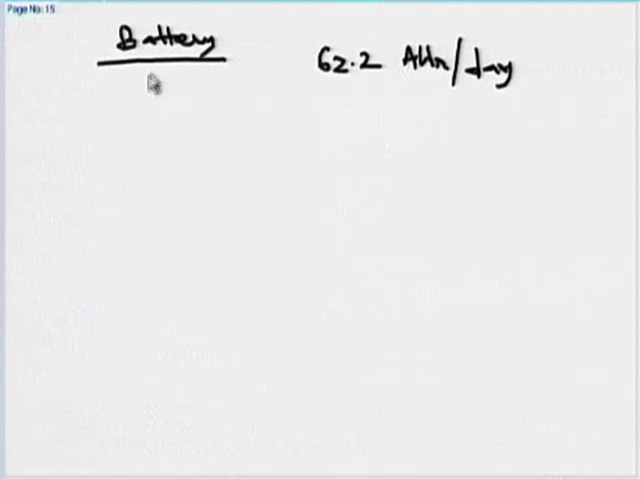So, what is the battery voltage? We already fixed and decided. How much? We want a 24 volt battery. So, my voltage is fixed, my ampere hour capacity is this. Will this ampere hour capacity be enough, 62.2 ampere hour? Answer is no. Why not? Because the battery has certain characteristic.